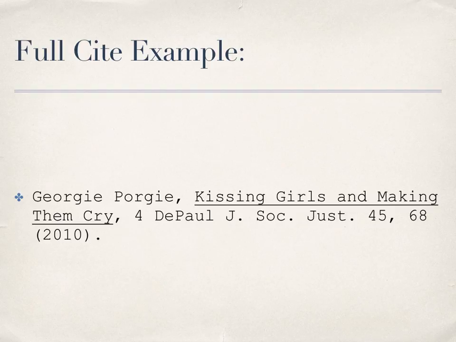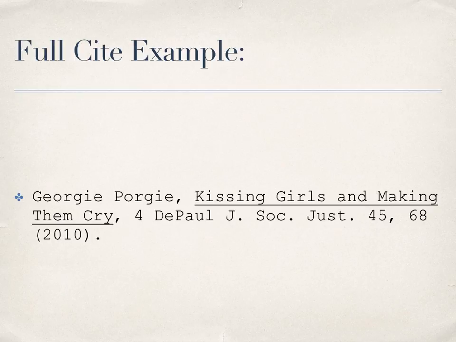If it's three or more authors, it'll once again be the first author followed by et al. I have my comma in here, and then I wrote my title, Kissing Girls and Making Them Cry. We know from our blue pages that all titles of articles and books must be underlined or italicized. So here you see Kissing Girls and Making Them Cry is underlined.